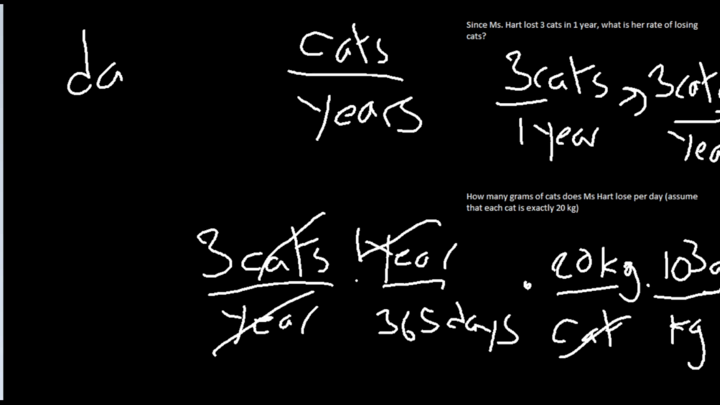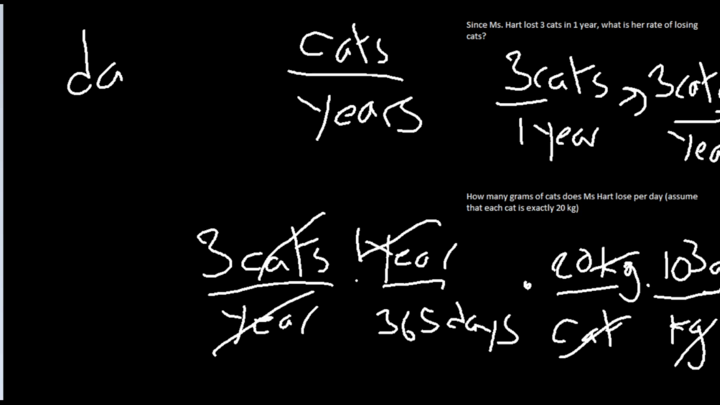So I'm going to go over all of these before doing calculations. When you want to convert years to days, you would cross out the year units to get days. And then when you want to get rid of cats to get grams or kilograms, you would say that each cat is 20 kilograms, or 20 kilograms is 1 cat. And then same thing for kilograms. You would say 10 to the third grams is 1 kilogram. 20 kilograms is 1 cat.